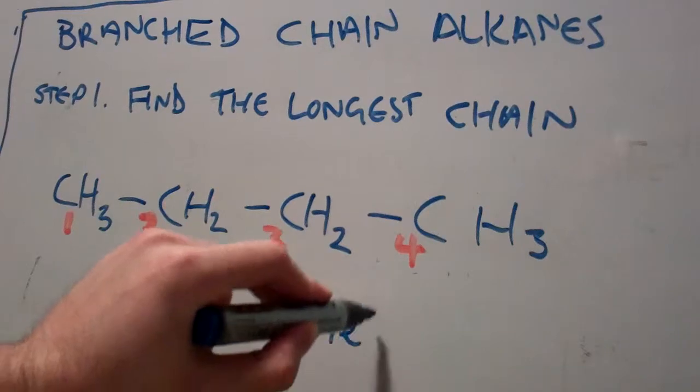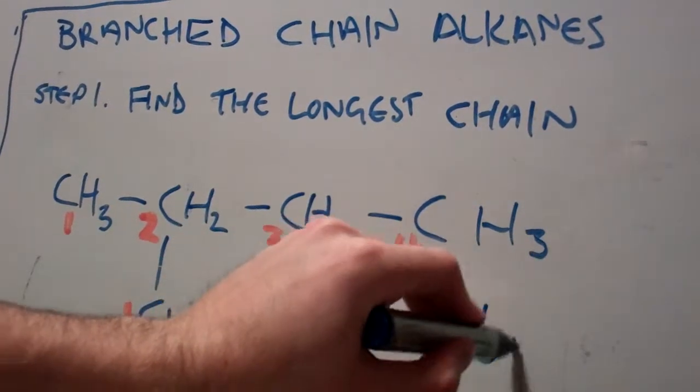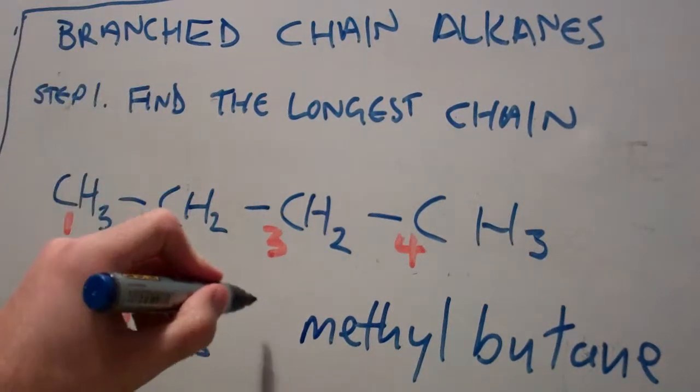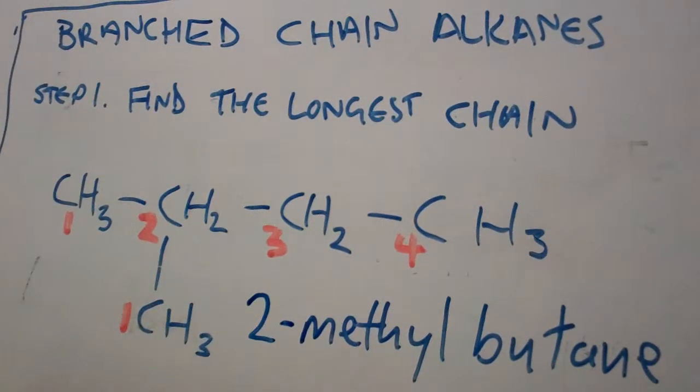It's important to name our methyl butane by numbering it. The methyl group comes off the second carbon, therefore we're going to call this 2-methylbutane. Right, pretty straightforward. Let's look at another one.